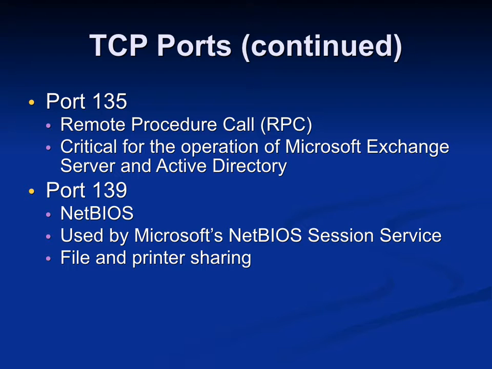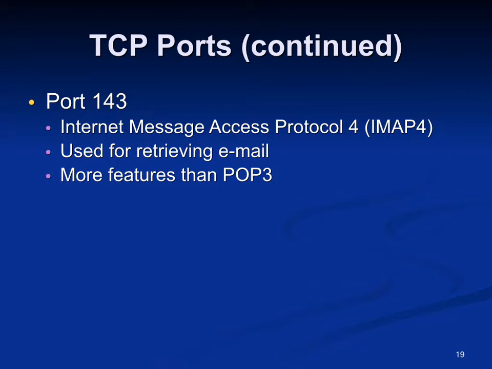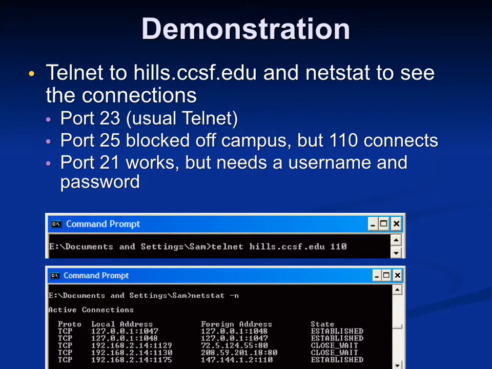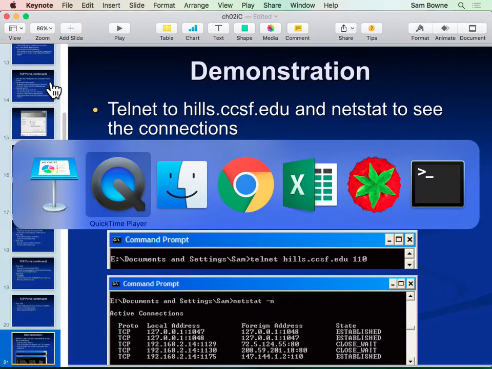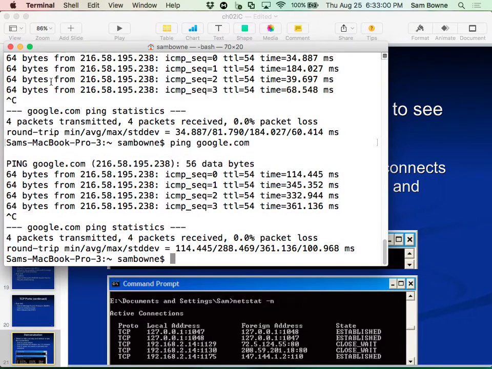Anyway, 139 is Microsoft's file and printer sharing, which also is the source of an awful lot of exploits. That and port 445 are used for it, and there's just been an endless series of errors in Microsoft's SMB protocol. Many of the famous worms spread through it. 143 is IMAP.